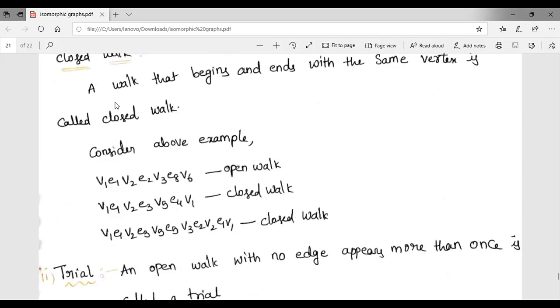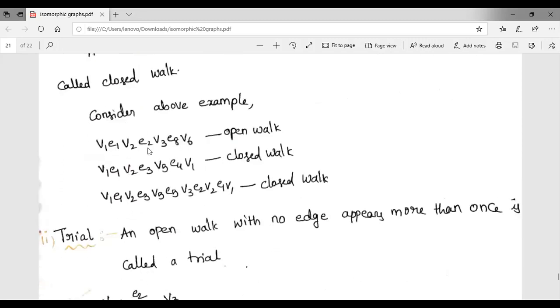Consider the above example. The three walks are V1, E1, V2, E2, V3, E5, E8, V6. Here it starts with V1 and ends with V6, so this is an open walk. In this walk, it starts with V1 and ends with V1, so this is a closed walk. This one also starts with V1 and ends with V1, so this is also a closed walk. A walk that starts and ends with the same vertex is called a closed walk, and a walk that starts and ends with different vertices is called an open walk.